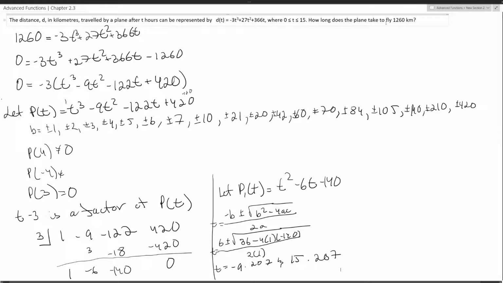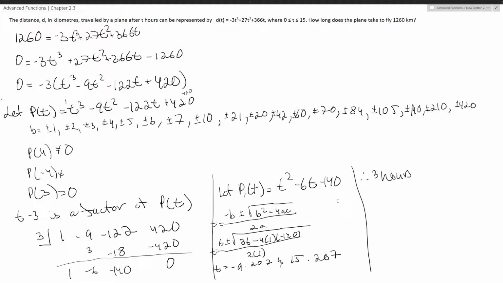1,260 kilometers. However, now we have to look at the restrictions. The restrictions for t is that it has to be from 0 to 15. This is outside the bounds, and this is also outside the bounds because we can't have negative time. Therefore, our final answer would be that it takes 3 hours for the plane to fly. 3 hours. This work over here is necessary since we have to prove that no other values will satisfy it. But again, it might seem a little bit excessive, but you have to do it.